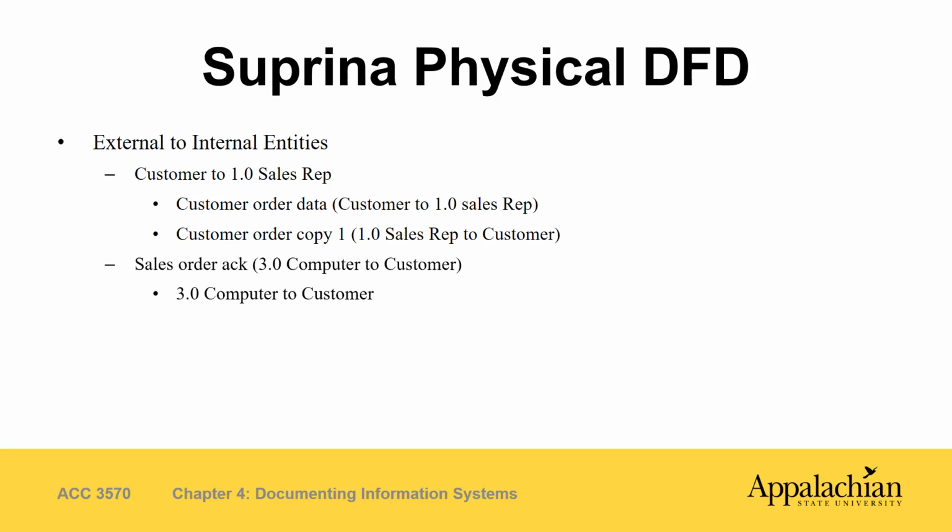The next one is going to be sales order acknowledgement, which is going to be 3.0 customer to computer, and ACK is just short for acknowledgement. So underneath there, 3.0 customer to computer, and then warehouse to computer, sales order copy to computer 3.0 to warehouse. And notice what I've done here. I have given the external entity, and then I've given the number and the entity name.